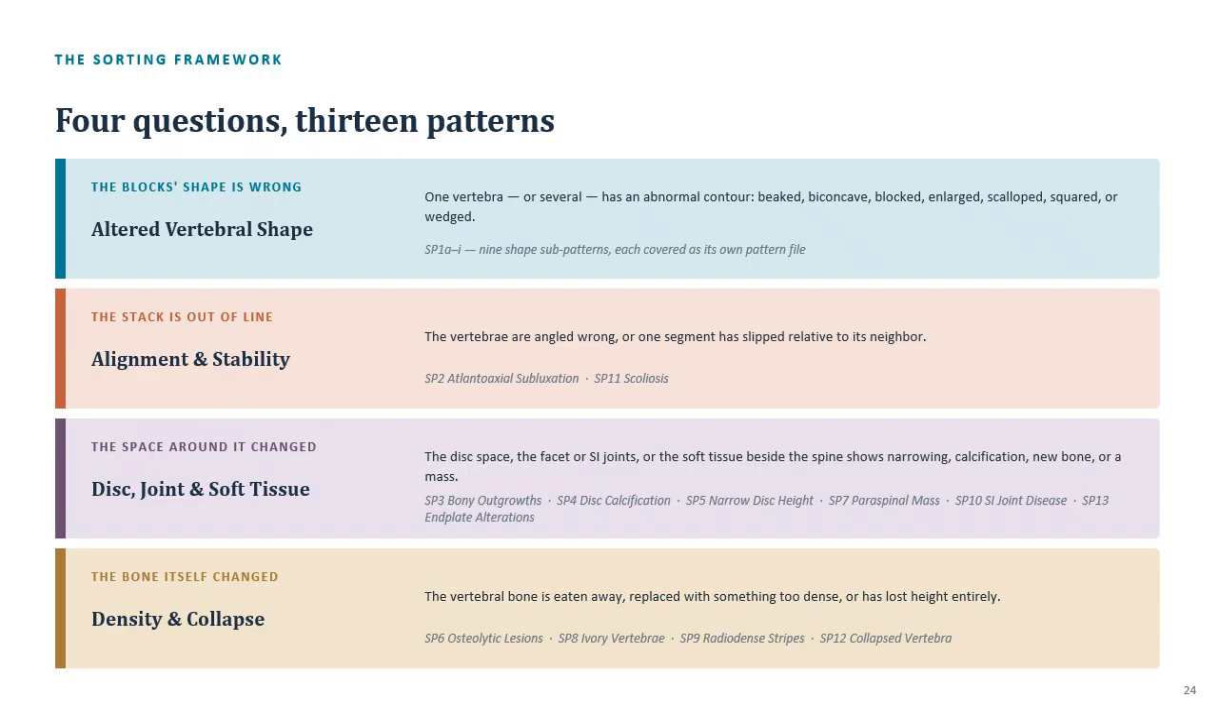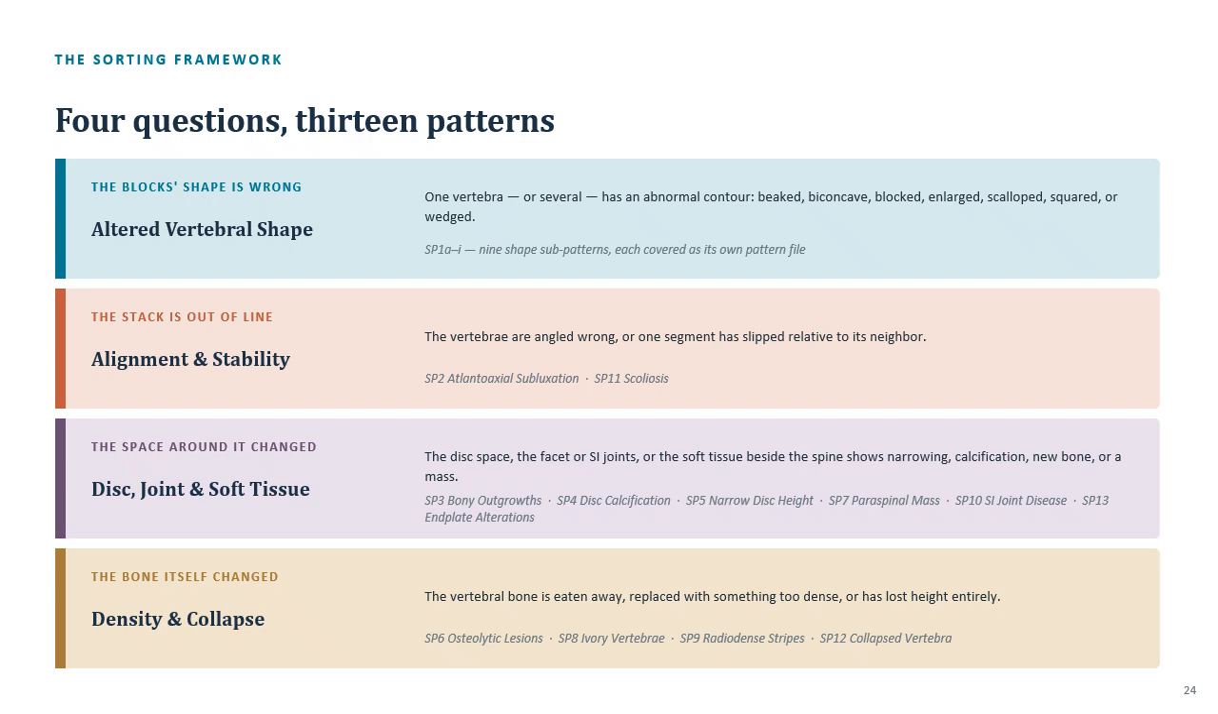All right, so we have our 4 questions that we're going to answer, and we have those 13 patterns. So now what we're going to do is put all of that into 4 groups. When you look at the spine X-ray, we're going to start by asking some questions. The first question is, what actually changed? Did the shape of the vertebrae change, such as did it become wedged? Is it enlarged? Is it squared?